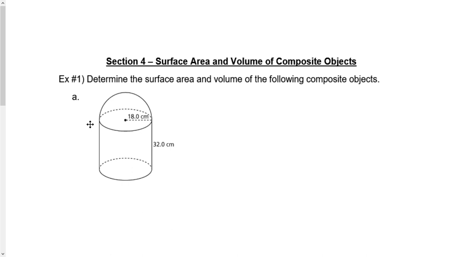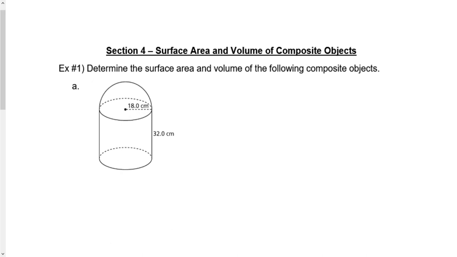In this section, we're going to be talking about the surface area and volume of composite objects. Now, the entire idea behind composite objects, which we had discussed in grade 9, is that you just have more than one object put together. For example, we have a hemisphere and a cylinder. Because we have those two things together, we're going to do the surface area and volume.